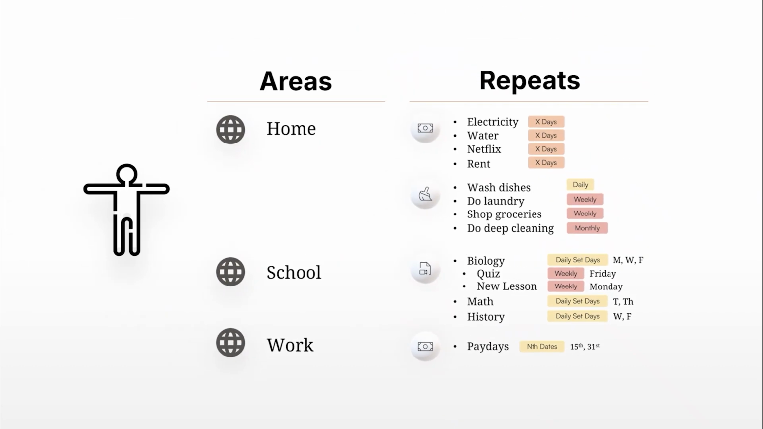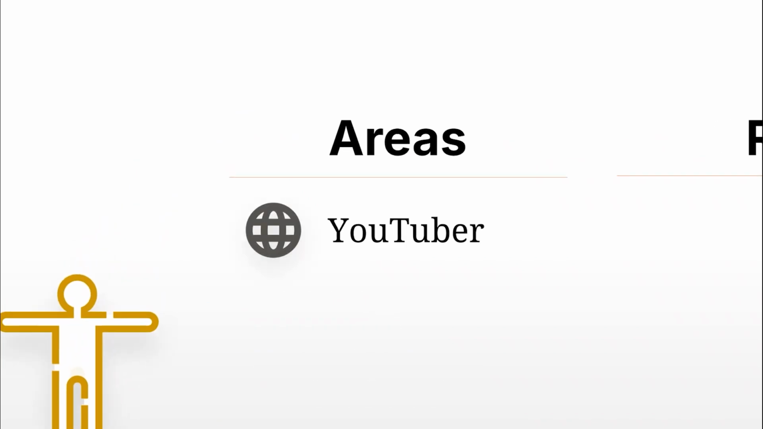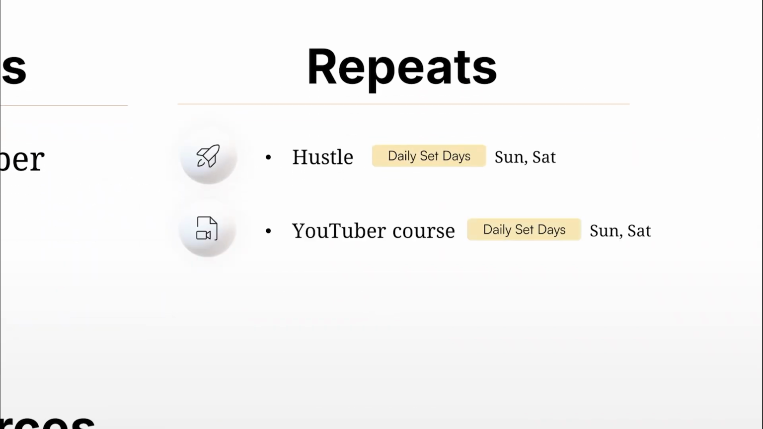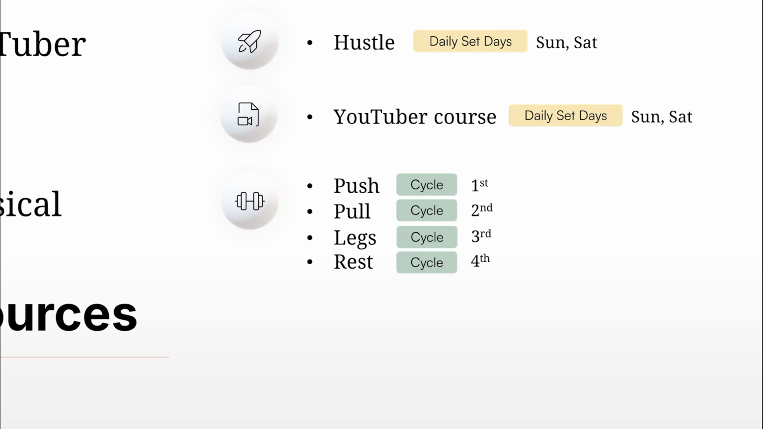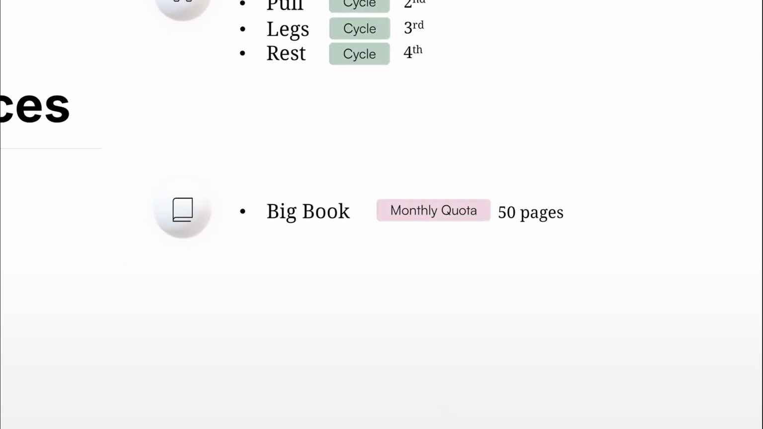Next, what are the things that repeat for our ideal self? For our YouTuber side hustle, let's work on our side hustle every weekend, and we want to study an online course we purchased every weekend too. For physical, we do PPL, which is push, pull, legs, rest, split, so our repeats happen on a cycle. For fiction, we have a big book to finish reading, so we want to be reminded every day to read it until we finish our page quota for the month for that book.